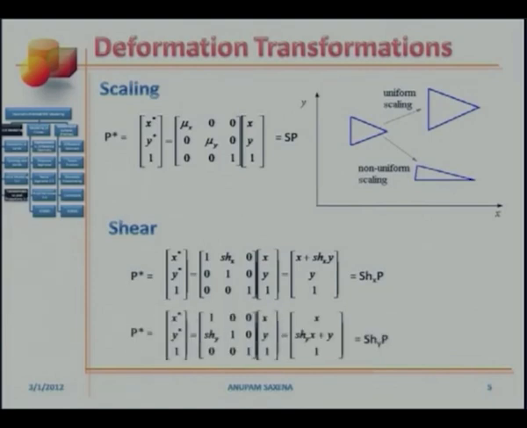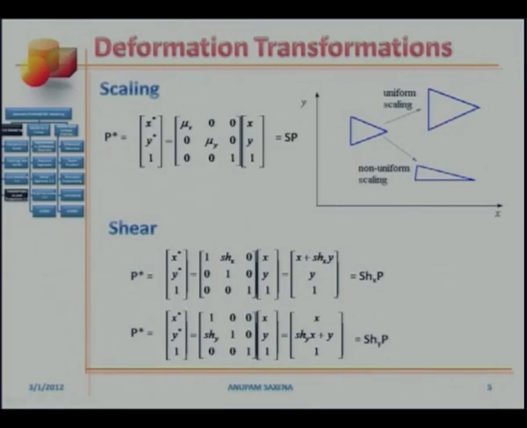If we want to shear a two-dimensional object along the y direction, we need to make minor modifications in the shear transformation matrix. Here, we would be introducing a shearing factor sh sub y in the first column and the second row. So, for shear along the y direction, the transformation matrix is 1, 0, 0; sh sub y, 1, 0; 0, 0, 1.